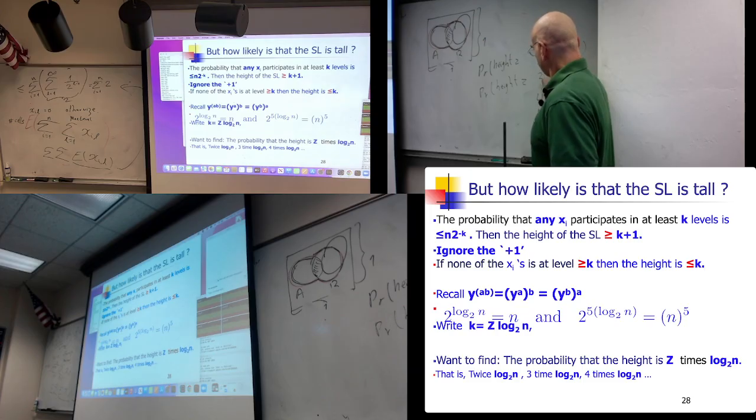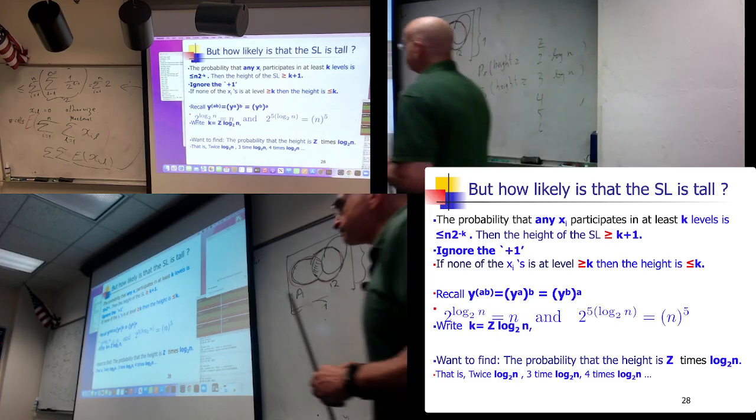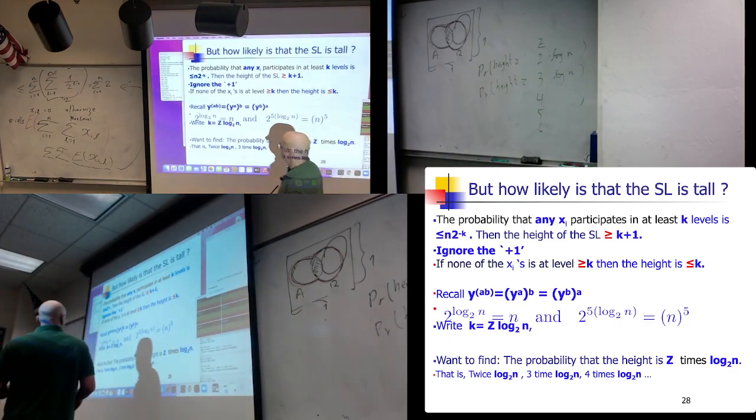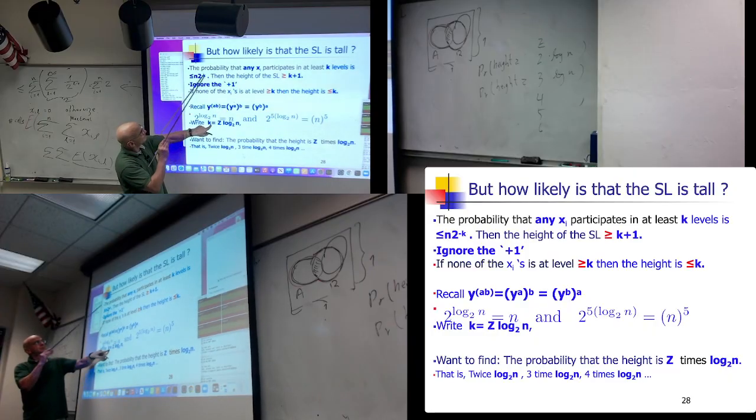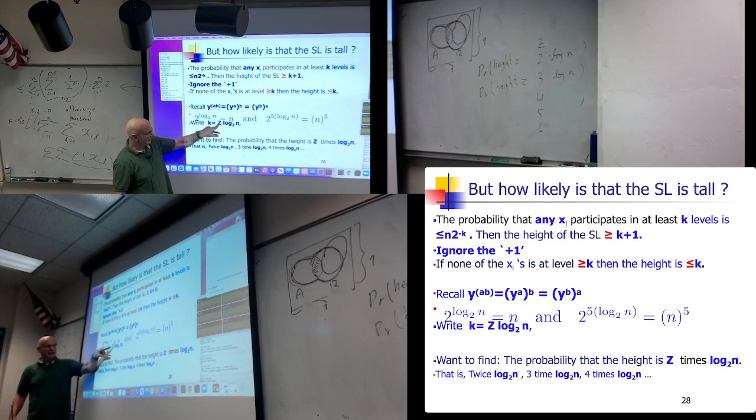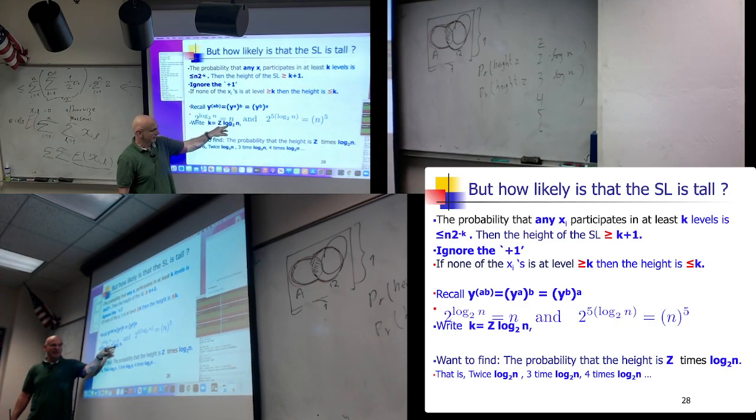So this number 2, 3, 4, 5, 6, I'll call it z. And then I'll write k from here. K from here, I'll just write it as z times log base 2 of n. Think about z as this integer 2, 3, 4, 5, 6.